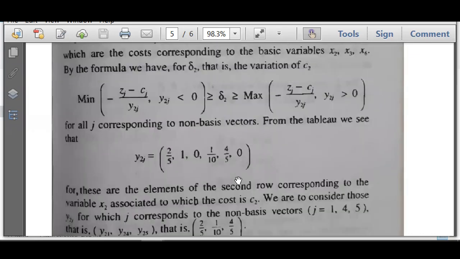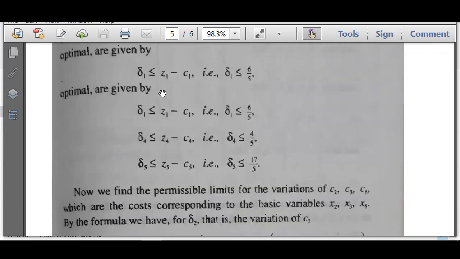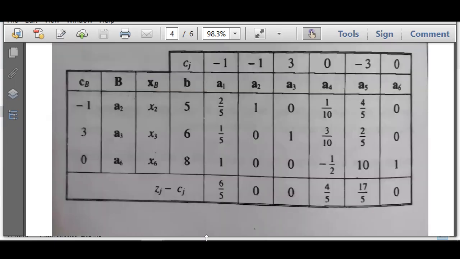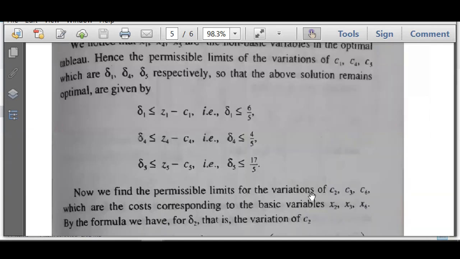Why do we need this? We need this because it is non-basic; the y2j's, y3j's and y6j's are to be used. Once I get all this, you can simply calculate on your own. And zj minus cj from there also you are getting, so z2 minus c2 by y2j. So here also you are getting z2 minus c2, this one. Let us see how we are getting it here.